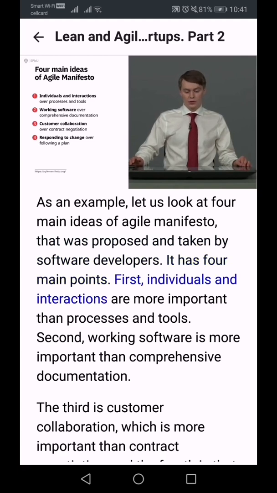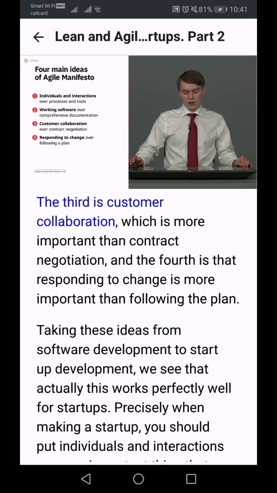First, individuals and interactions are more important than processes and tools. Second, working software is more important than comprehensive documentation. The third is customer collaboration, which is more important than contract negotiation. And the fourth is that responding to change is more important than following the plan.